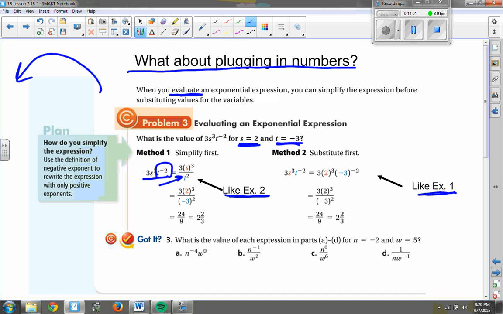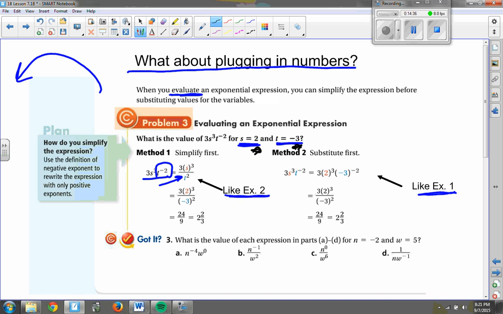Once I have that simplified, all my exponents are positive: 3s to the 3rd power over fraction bar t to the 2nd power. Now, I will plug in my 2 numbers. So everywhere that I saw an s, I am now going to put a 2. And everywhere that I saw a t, I am now going to put a negative 3. So now my expression has become 3 times 2 to the 3rd power over fraction bar negative 3 to the 2nd power.